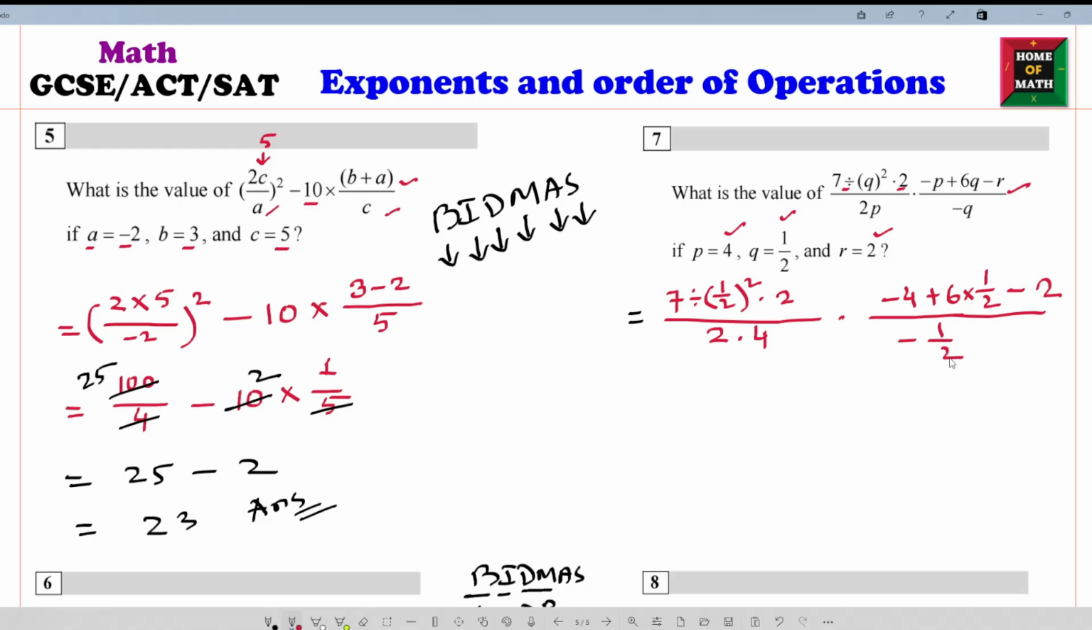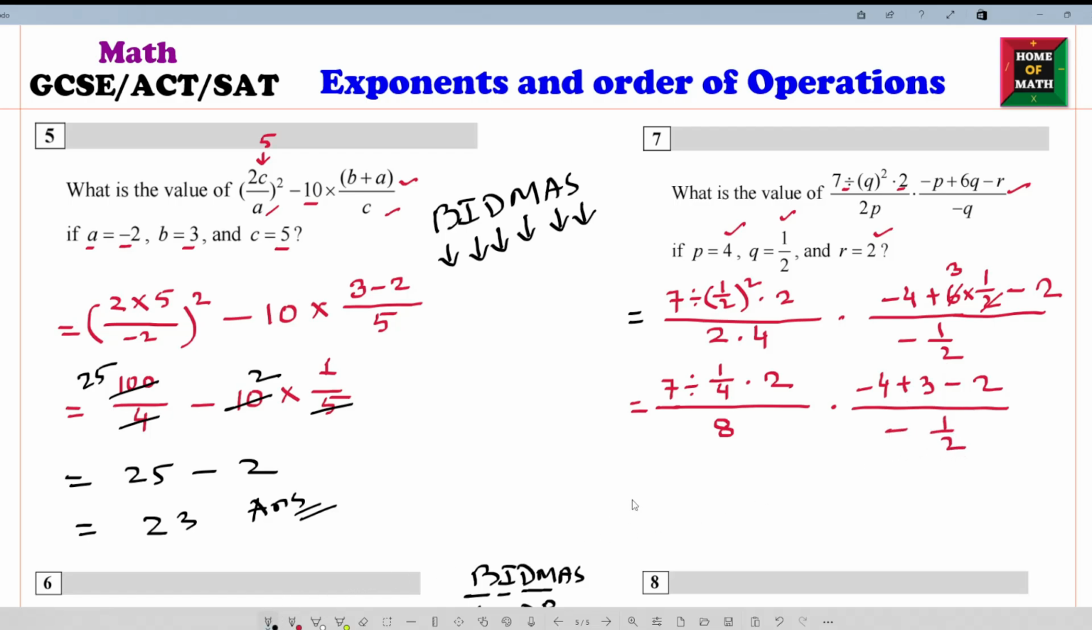which is 1 by 2. Okay, now 7 divided, here is 1 by 2 square, we can write 1 divide 4. Okay, then times 2, 2 times 4, it means 8, right? Times minus 4, here 6 divide 2, we can write 3. So here is plus 3 minus 2, then minus 1 by 2.